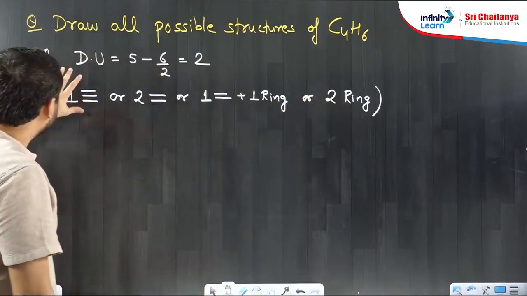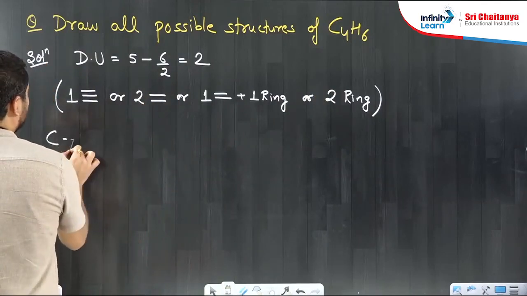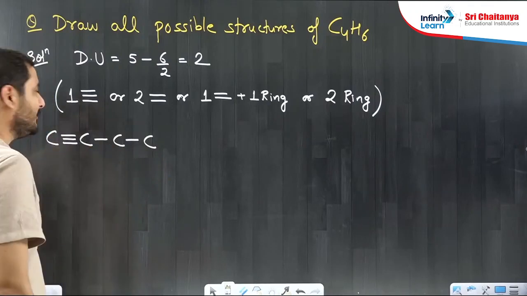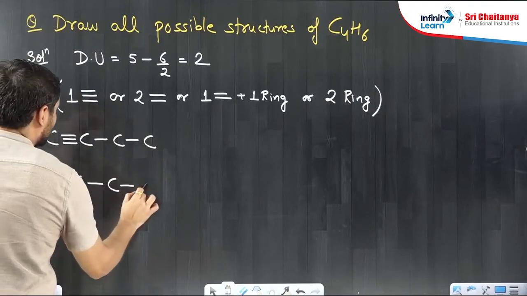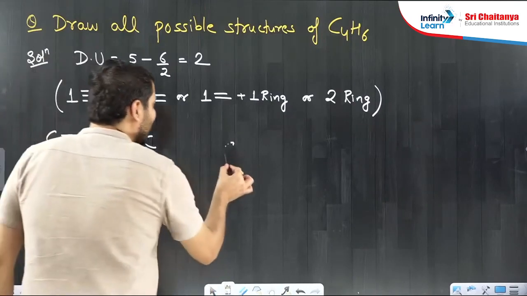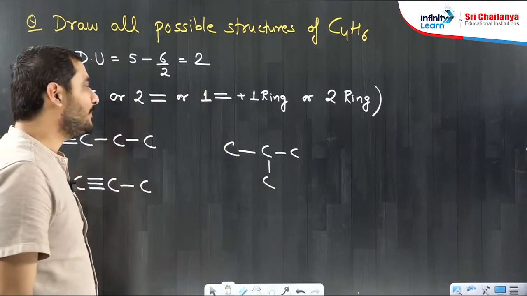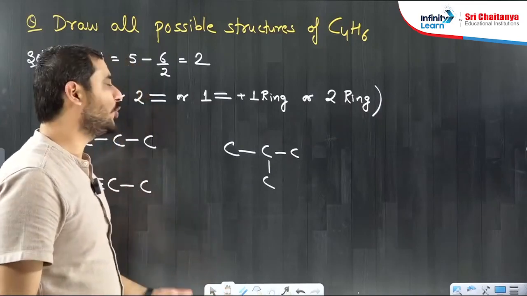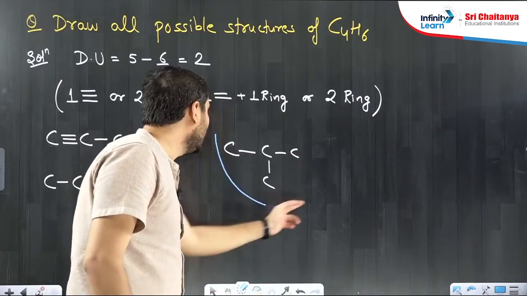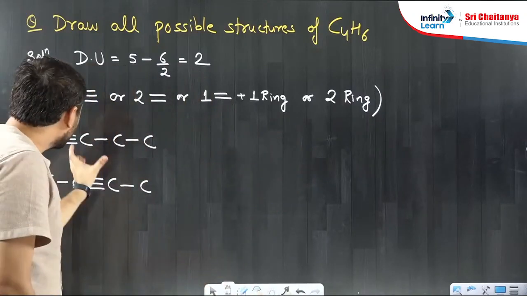So we have to make all possible structures. Let us start with one triple bond. 4 carbon atoms are present, so 1, 2, 3, 4. The triple bond is present at the first position. Next case is 4 carbon atoms with the triple bond at the second position. If you take a branched structure, with 3 carbon atoms and this one, you cannot place a triple bond anywhere, because the maximum valency of carbon is how much? 4. We cannot write a triple bond in this structure, so that is not possible. Only in a straight chain can we write a triple bond. So the triple bond cases are completed.